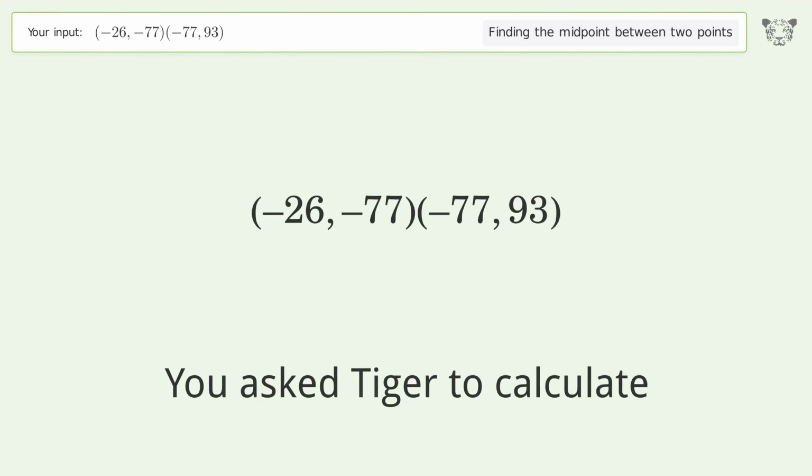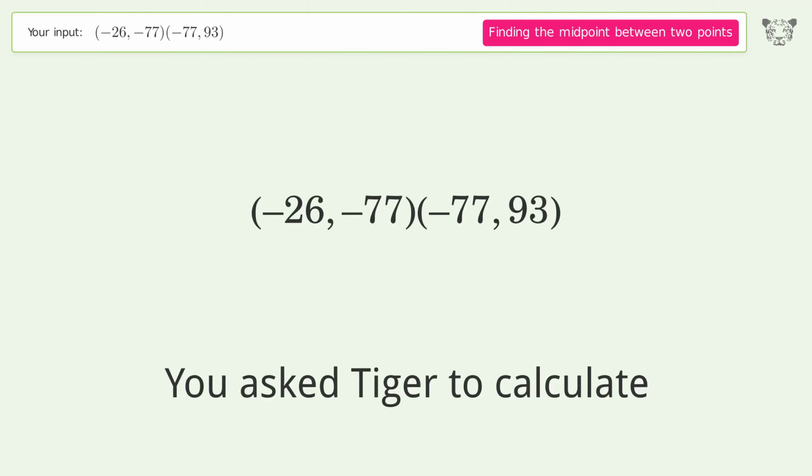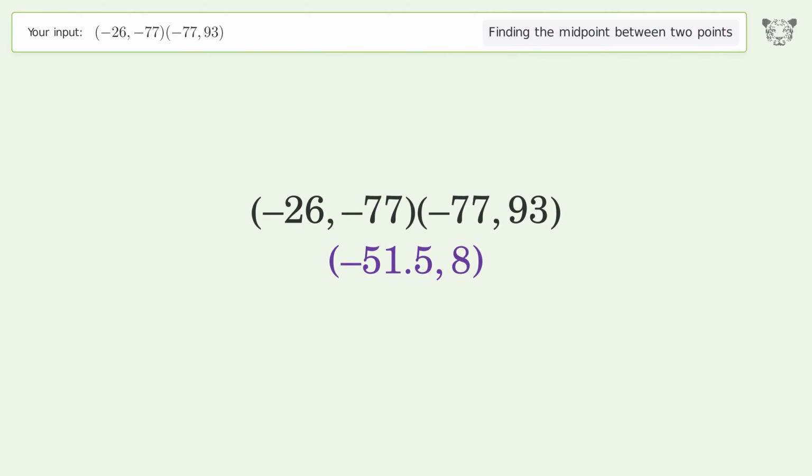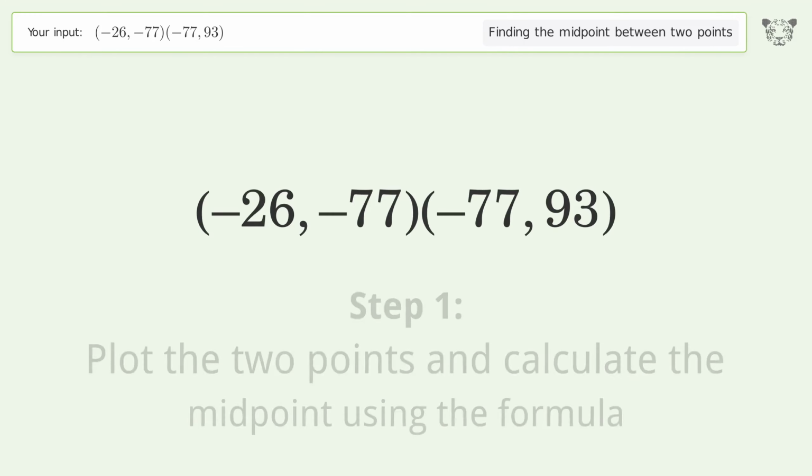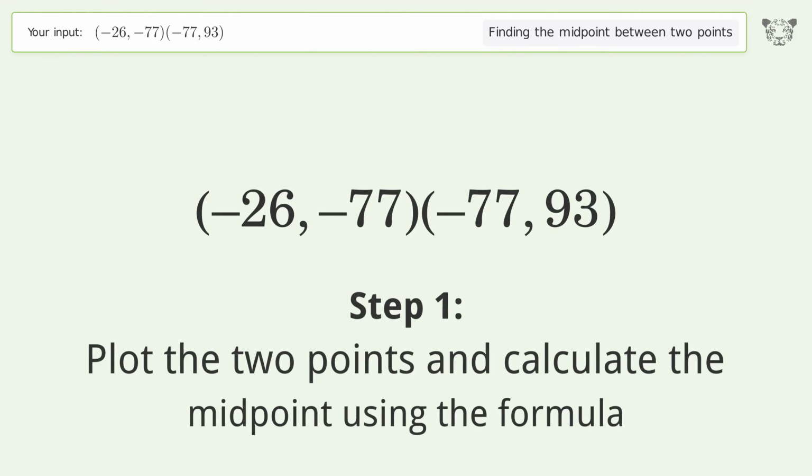You ask Tiger to calculate. This deals with finding the midpoint between 2 points. The midpoint between the 2 points is negative 51.58. Let's solve it step by step. Plot the 2 points and calculate the midpoint using the formula.